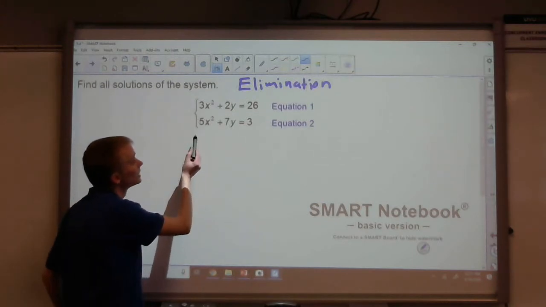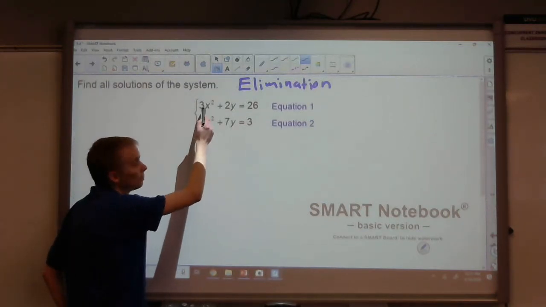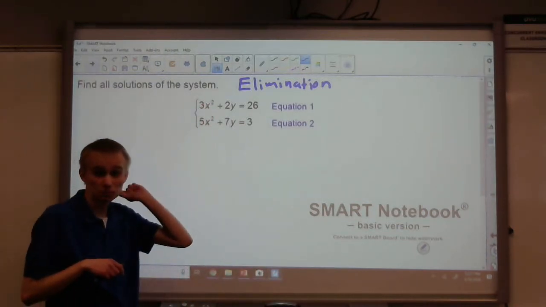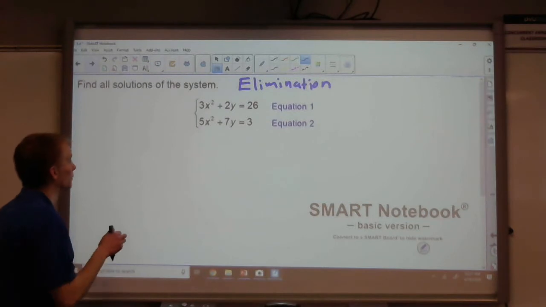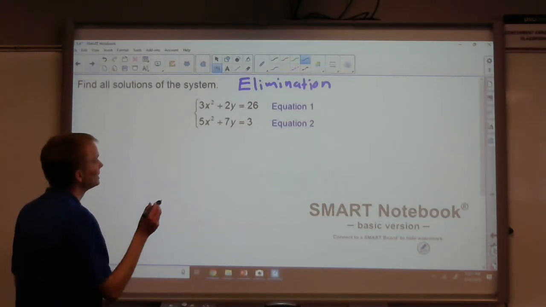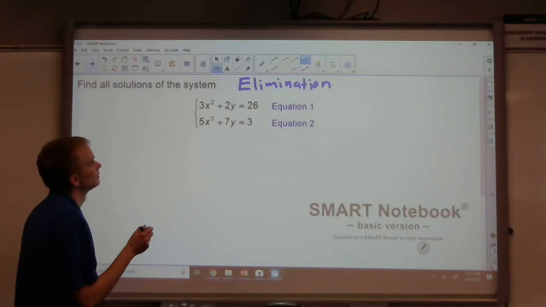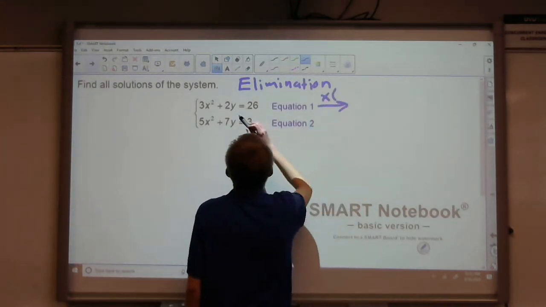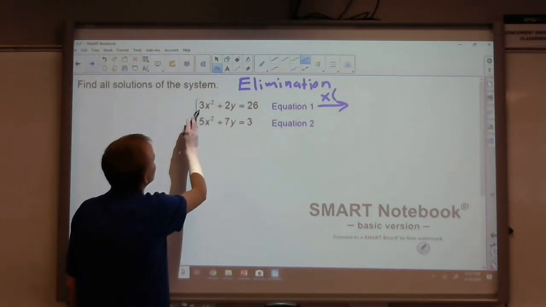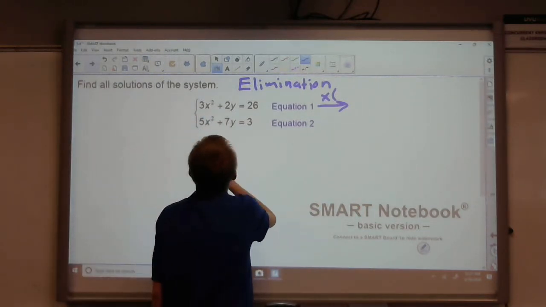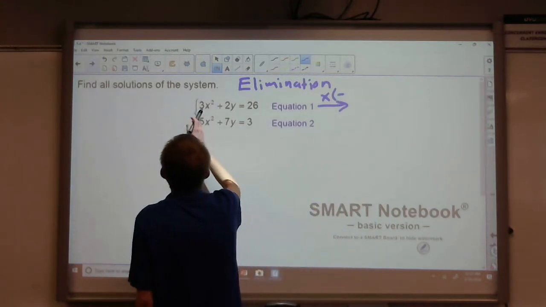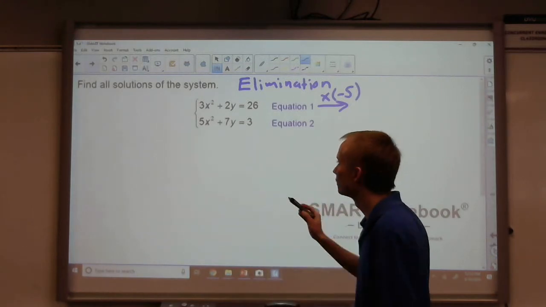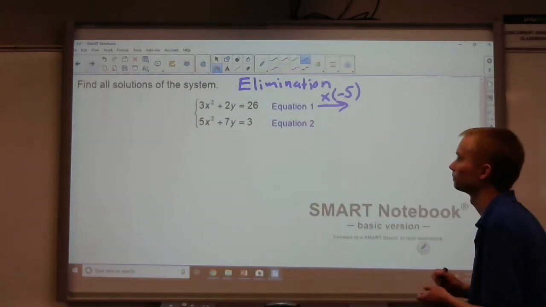So to do that, I need to make these opposite signs and the same numbers so that when I add them together, they cancel out to 0. So what I'm going to do, I'm going to take equation 1, I'm going to times it by, well, to get it to be opposite of this one, I'm going to need a negative, and I'm also going to need a 5, right? So we'll maybe do negative 5 times that top one all the way through, okay?